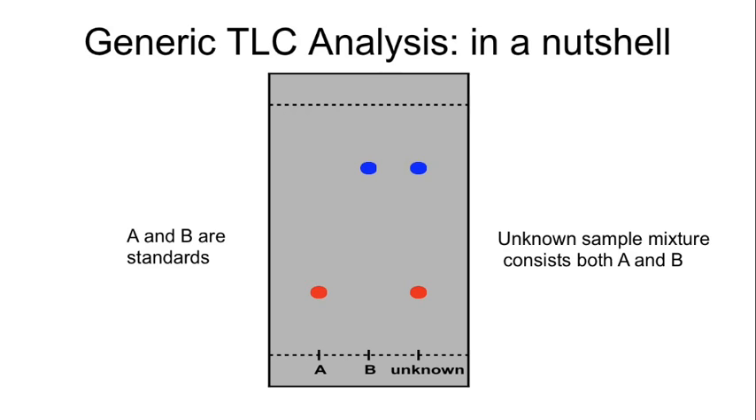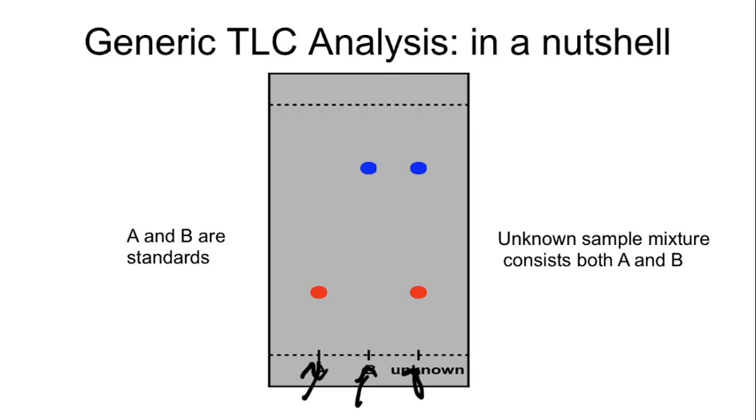Last thing we'll do, just take a look at TLC analysis in a nutshell. You'll run your standards, so in this case A and B, and you'd also run your unknown. Most TLC plates, based on the sizes and situations that we've got, you're not going to be able to put more than probably 4 spots or 4 independent compounds on an individual plate. Okay, we can really only fit, say, 3 things on there, maybe 4.